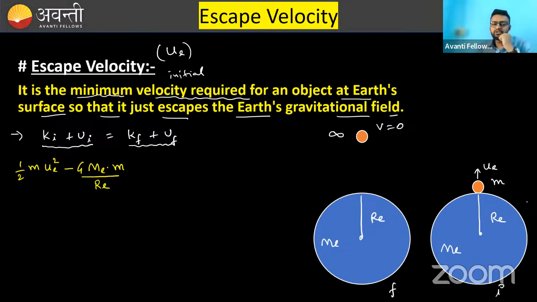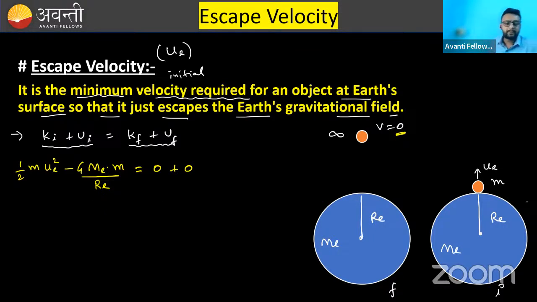This is our initial velocity. Now, what I say is that after reaching infinite distance, its velocity is zero. Velocity is zero, that means kinetic energy is also zero. And after reaching infinite distance, its potential energy will also be zero. You can place the value of separation. Separation will be infinite, then potential energy will be zero.